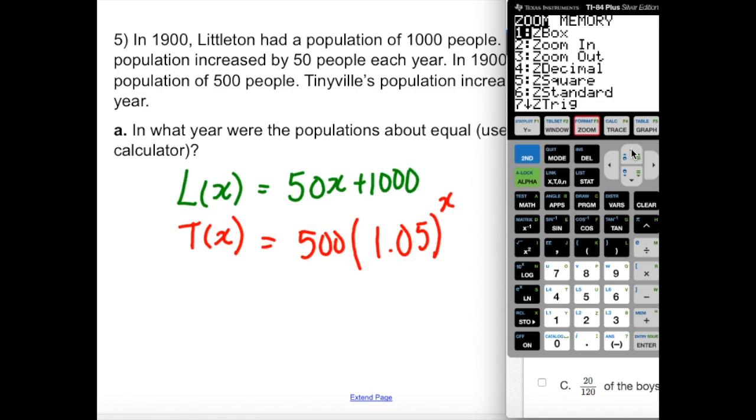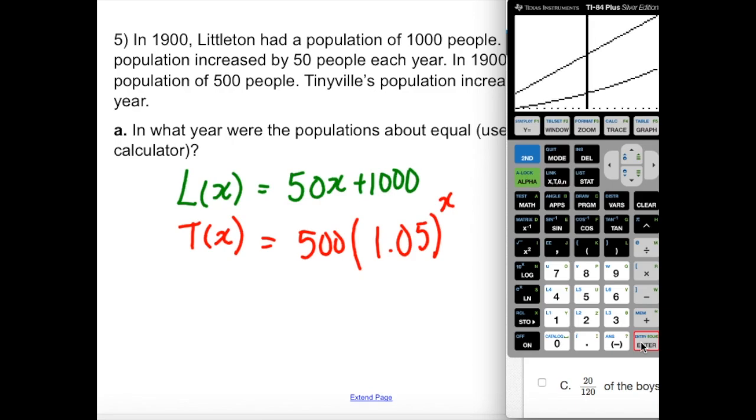So I'm going to play a little with zoom. So I think zoom fit will work. That's where I go first. So zoom and then press 0, fit. And it does give you two functions. However, we don't see the intersection.